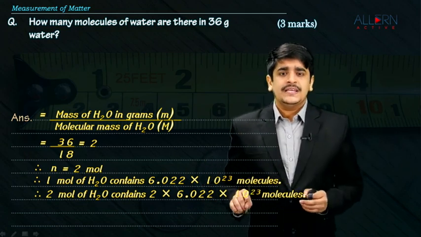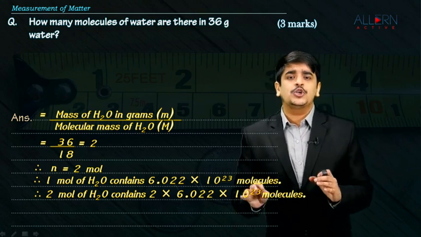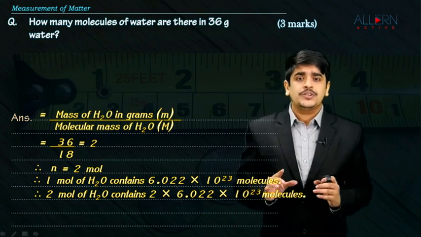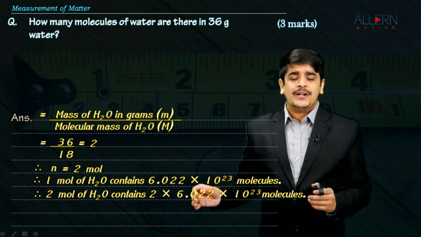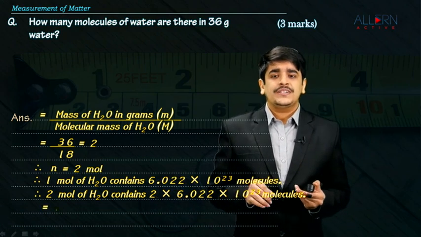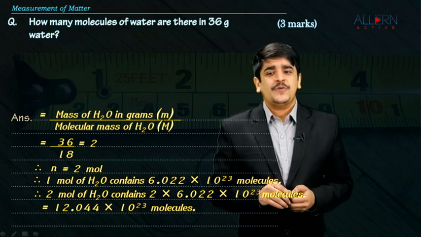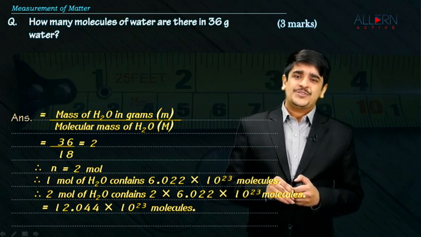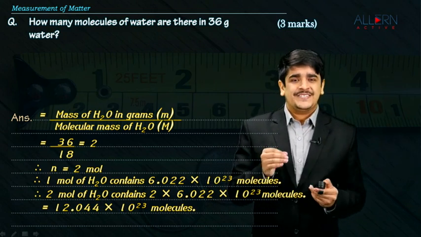Now think, this 10 raised to 23 is a figure which should not be touched at all. So what are you supposed to do? Just take 2 and multiply it by 6.022. What is the answer going to be in that case? 12.044 into 10 raised to 23 molecules. That's the answer that we need.